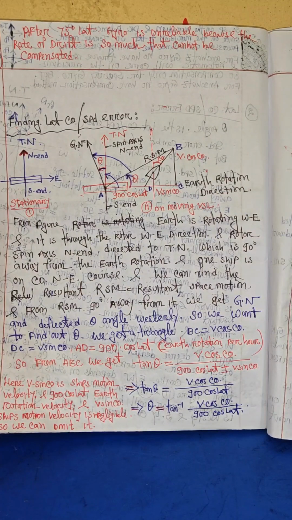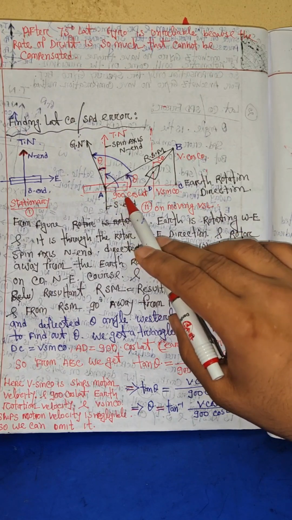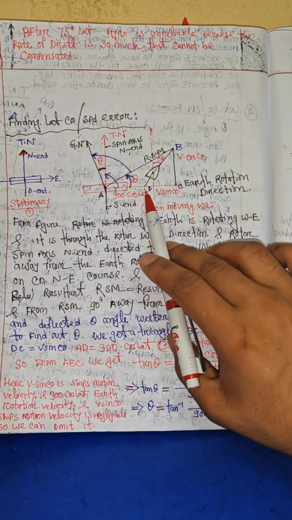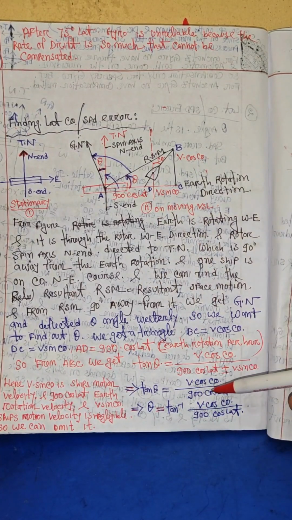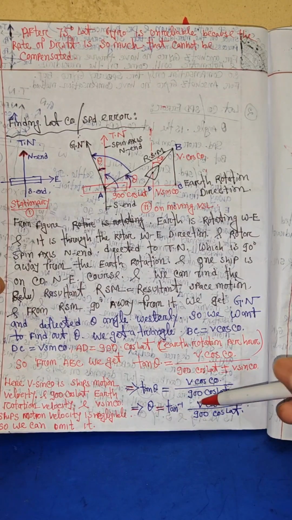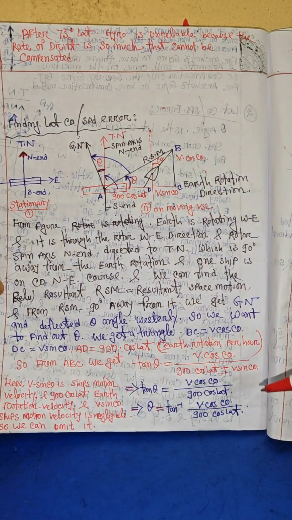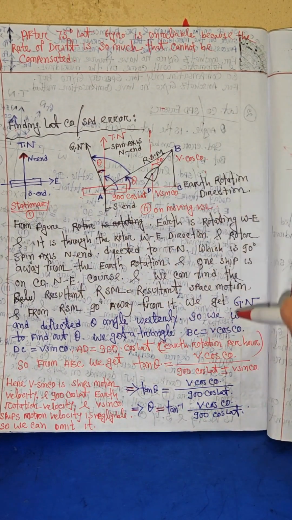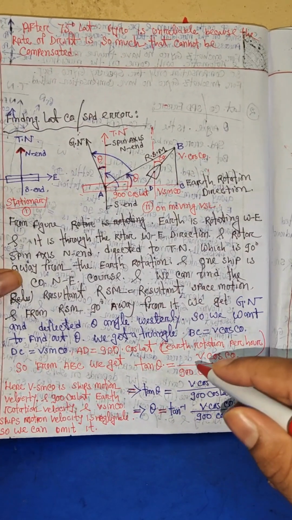This is very negligible compared with the earth's rotation, so that's why we will neglect this one. So after that v cos C by 900 cos lat, so theta angle is equal to tan inverse of v cos C by 900 cos lat. So this is the formula for finding the latitude, course and speed error guys, and this is the way you need to explain it. Okay, so this way you can find.